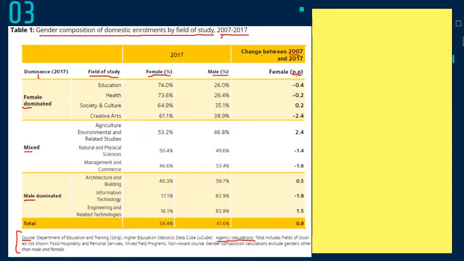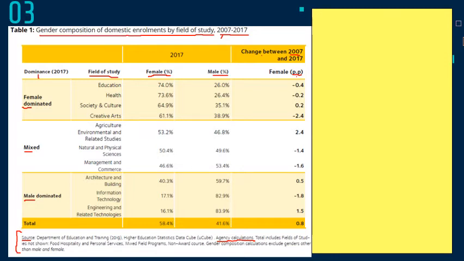Totals include fields of study, so some of them aren't shown. Fields not shown are food, hospitality, and personal services, so that one's not included. Mixed field programs and non-award courses are also not shown.